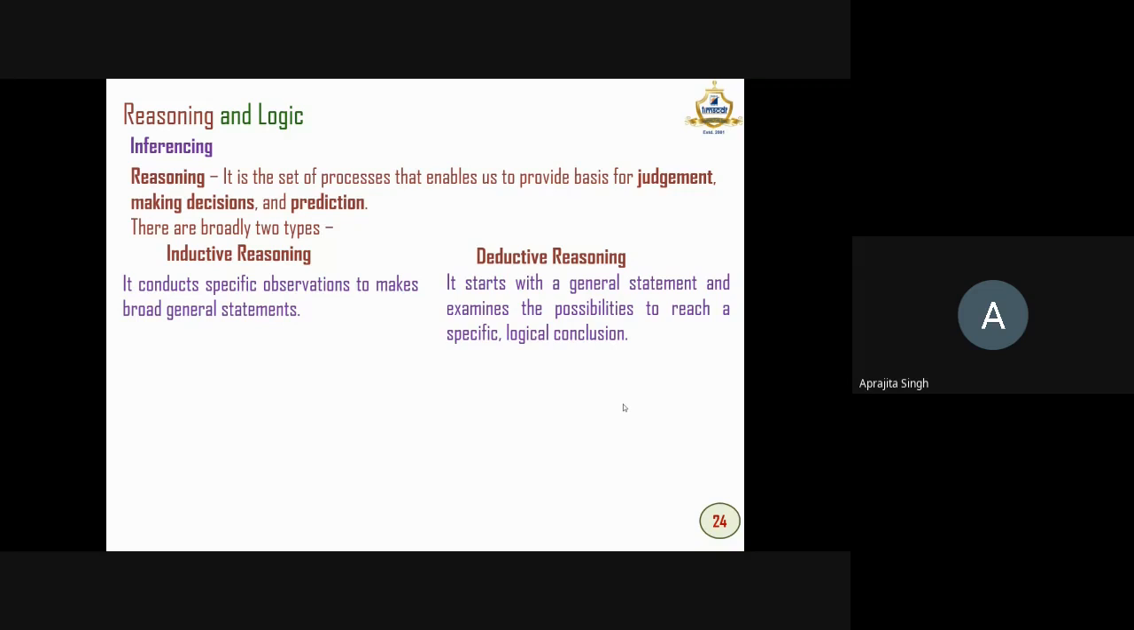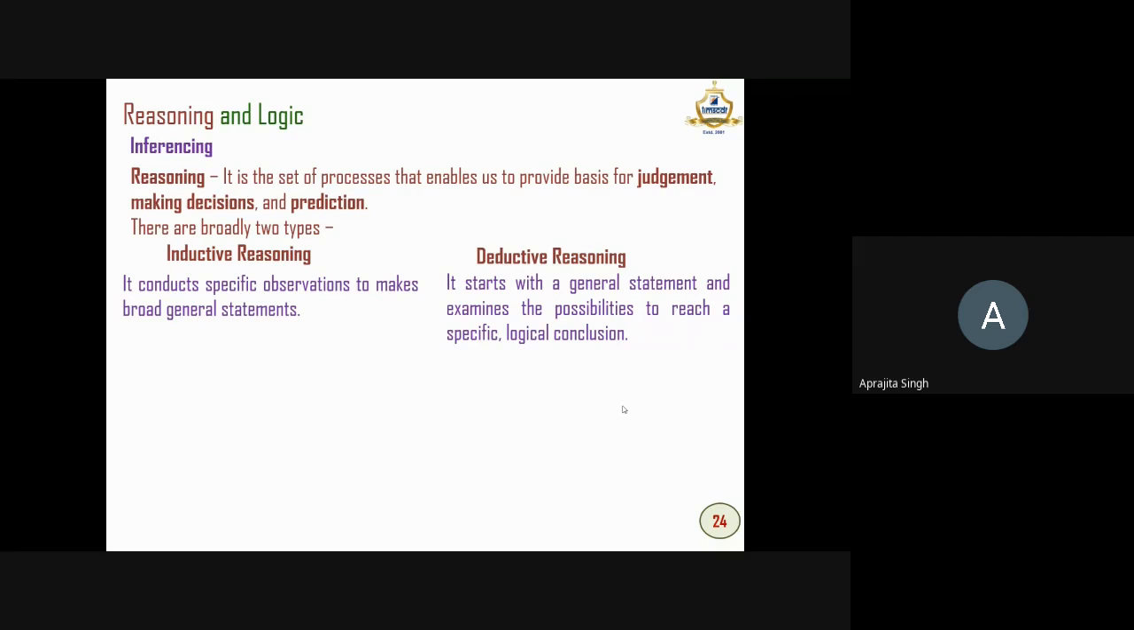Now, what is the conclusion that you have drawn? Mangoes have seeds. Okay, so that is always true. All mangoes are fruits and all fruits have seeds. Then the conclusion you're drawing is mangoes have seeds. Okay, so this is an example of deductive reasoning.